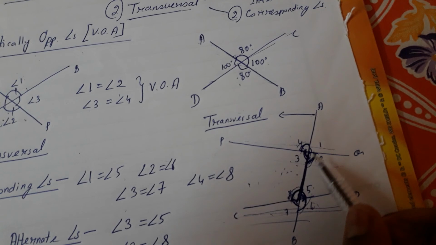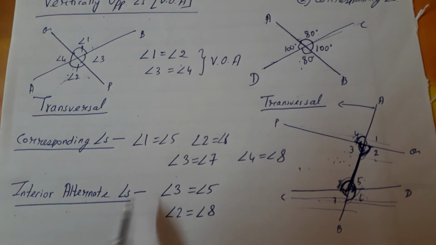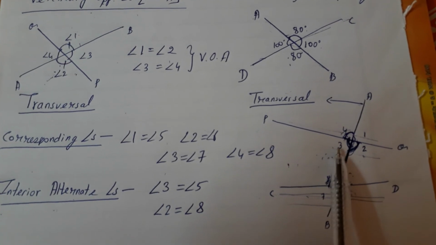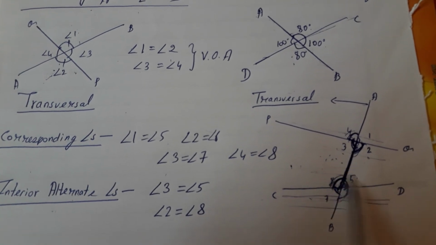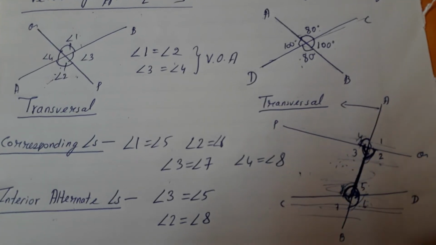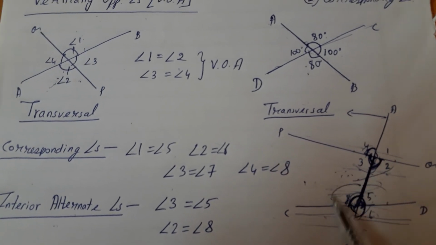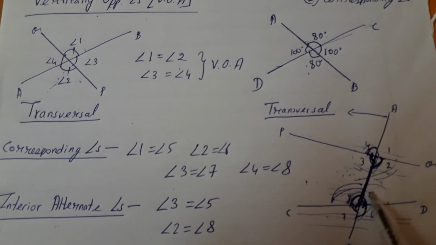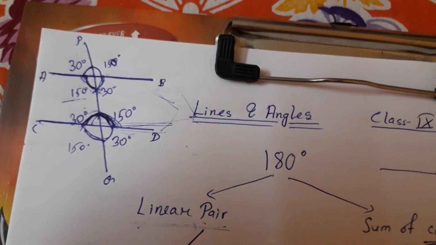The corresponding angles, angle 3 and angle 7. And see the alternate interior angles: angle 3 equals angle 5. See angle 3 and angle 5. This is the interior portion, this is the interior portion. So in the interior portion, the alternate angles: this angle will be equal to this, and this angle will be equal to this, alternately. Okay, alternately you have to do alternate interior angles. See with an example, then it will be very clear too.